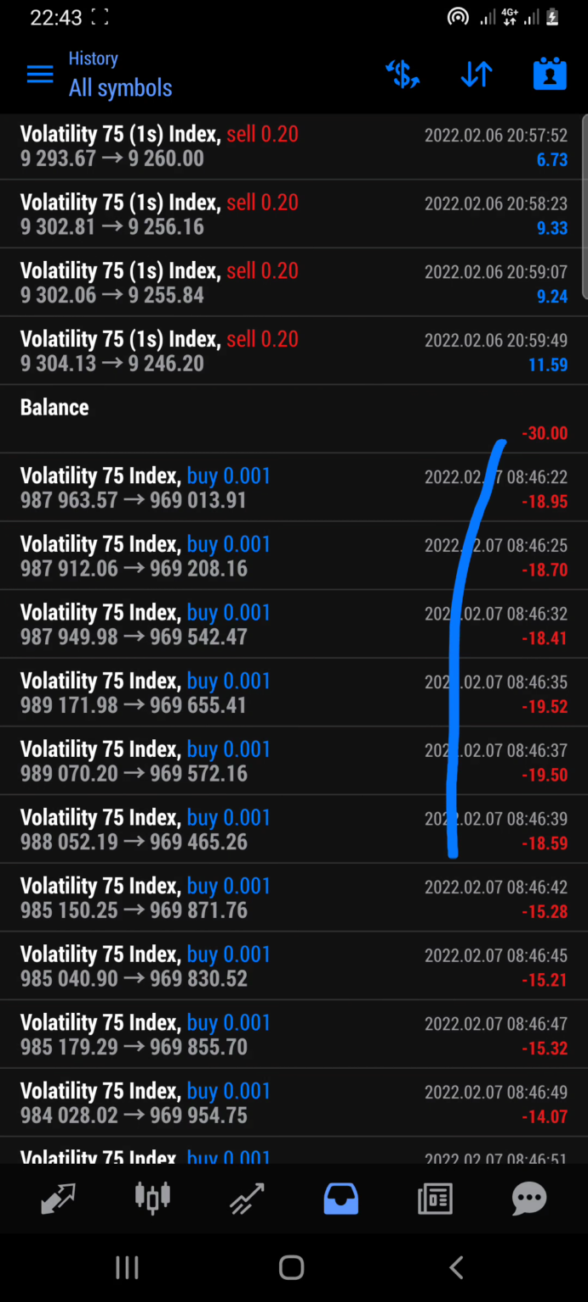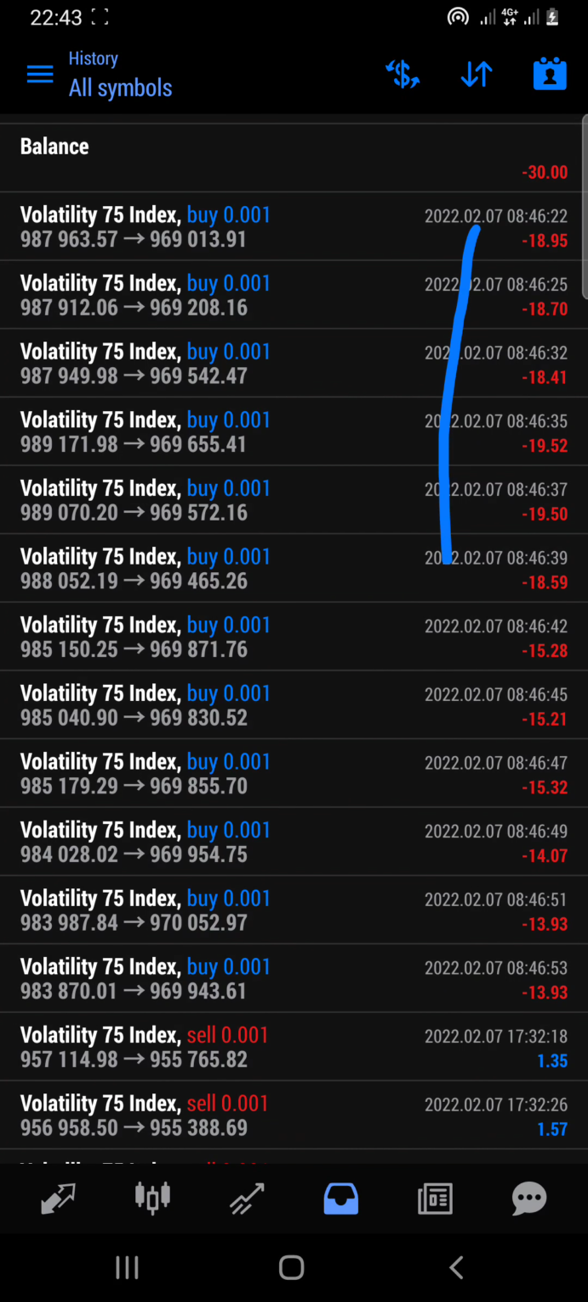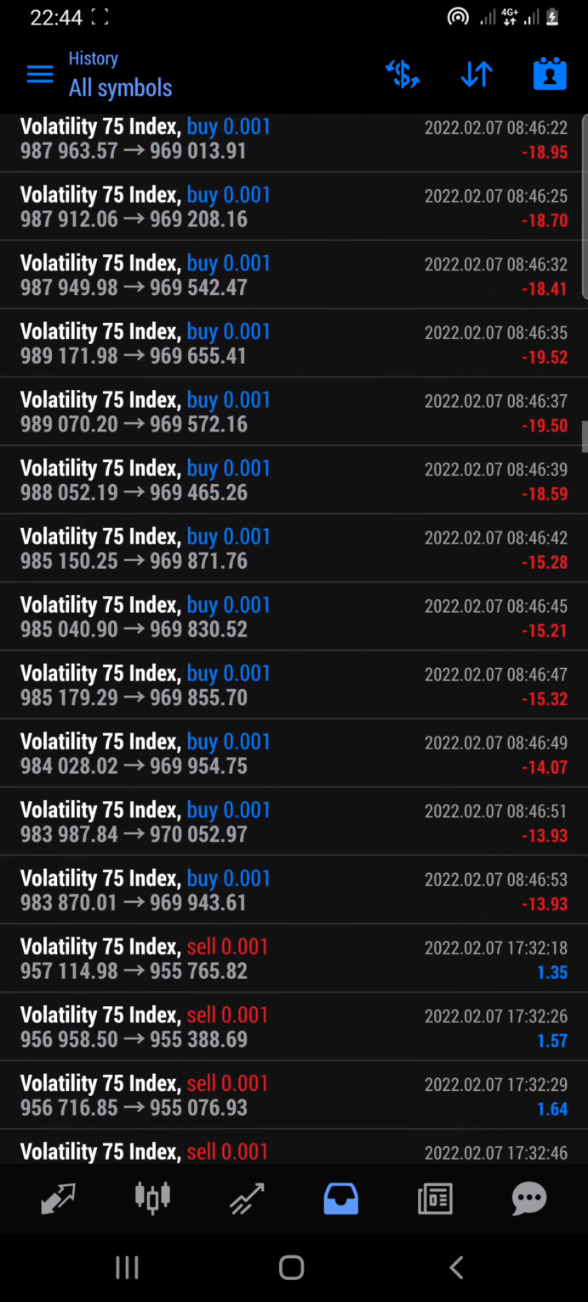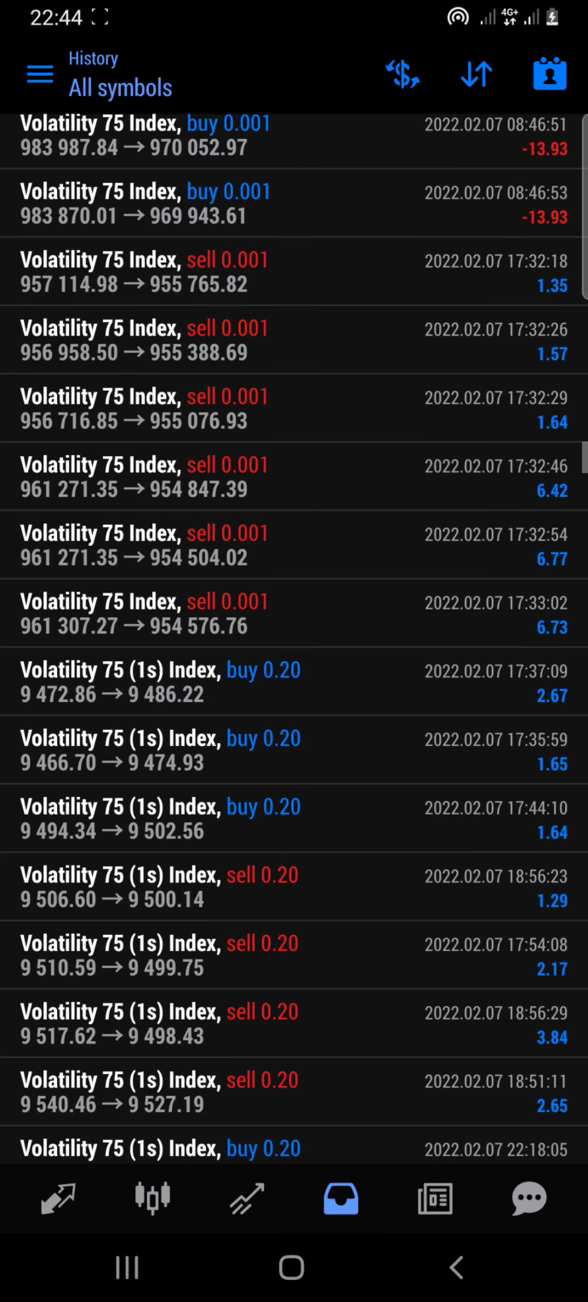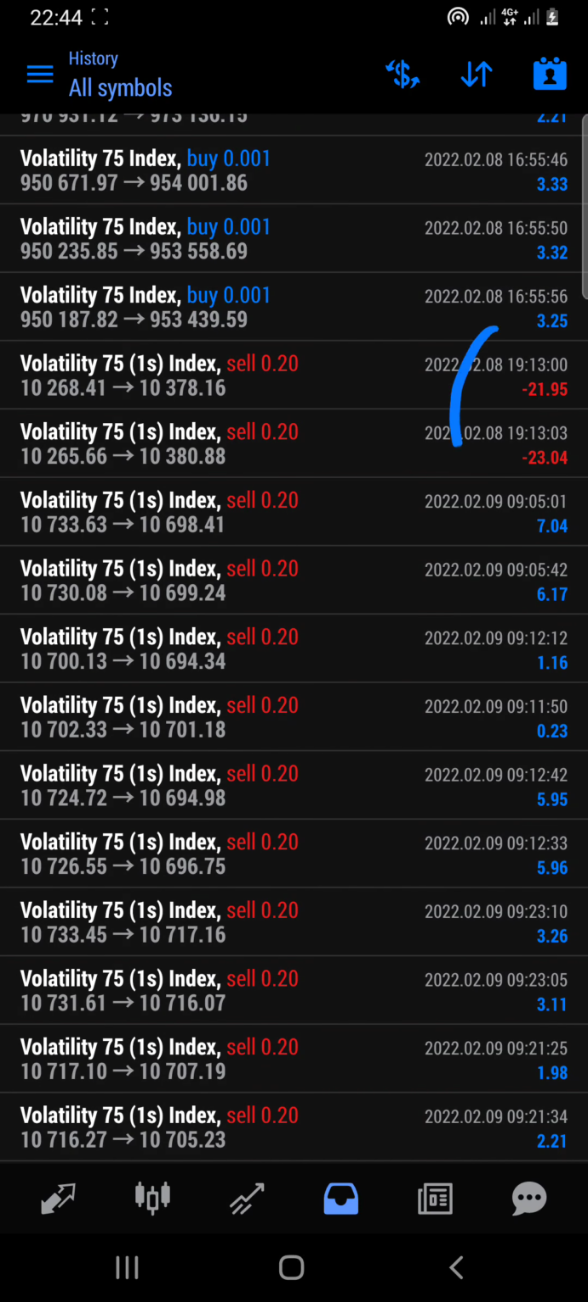You can see all these losses I made right here. These are huge losses. You can see this place, a very huge loss right after I withdrew this $30. You can see the date, still this month. You can see a huge loss. Keep going. You can see another huge loss right here.